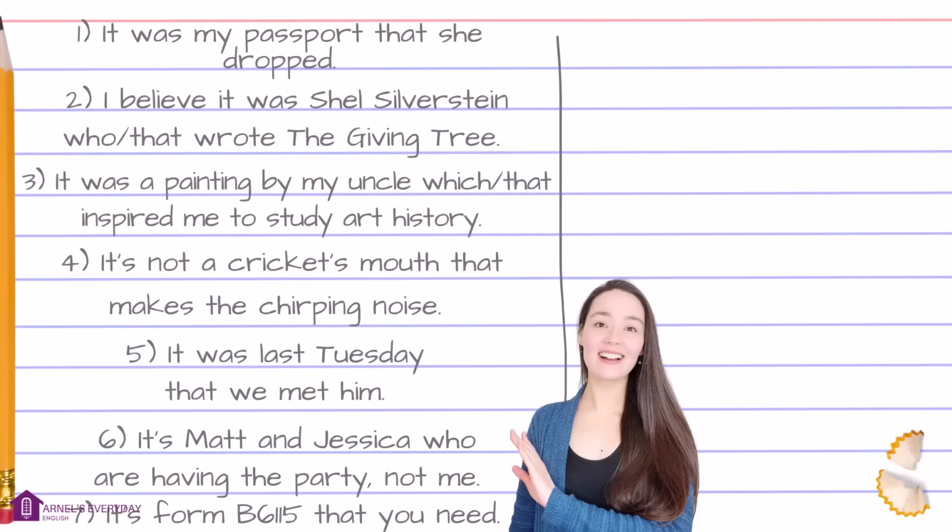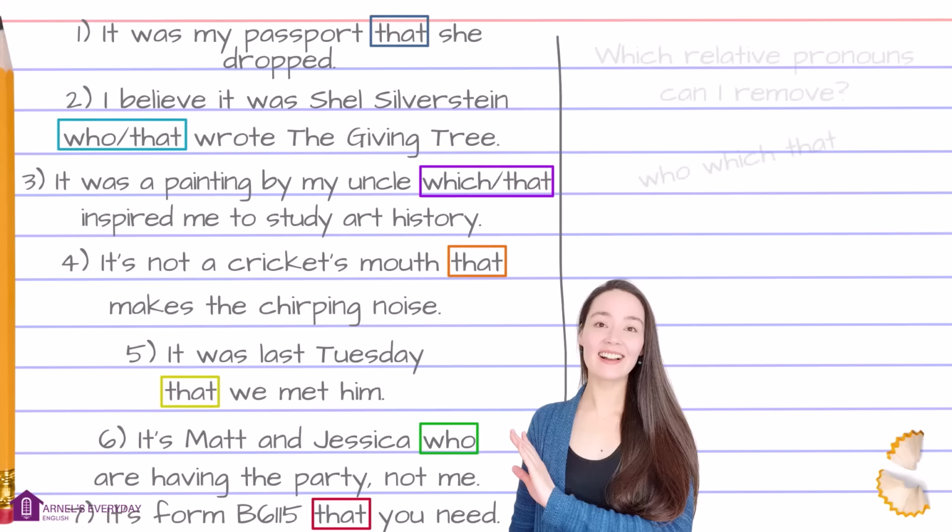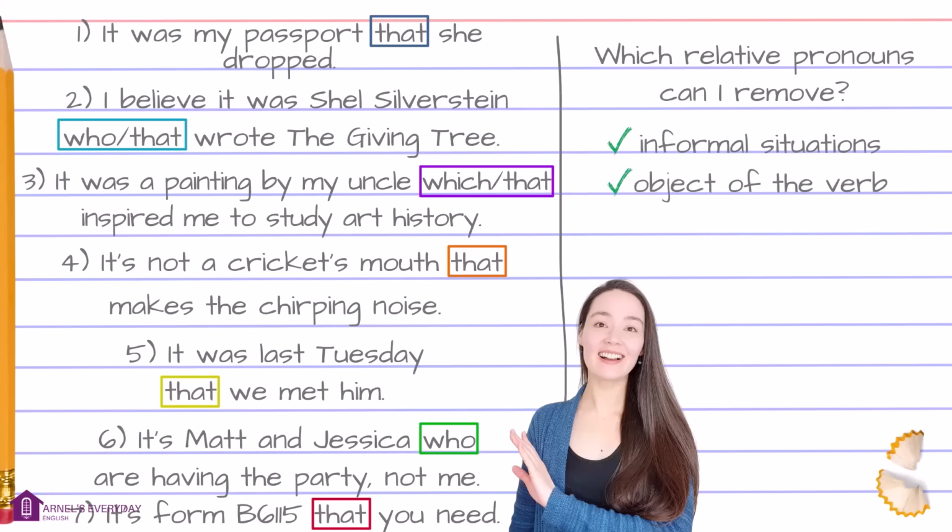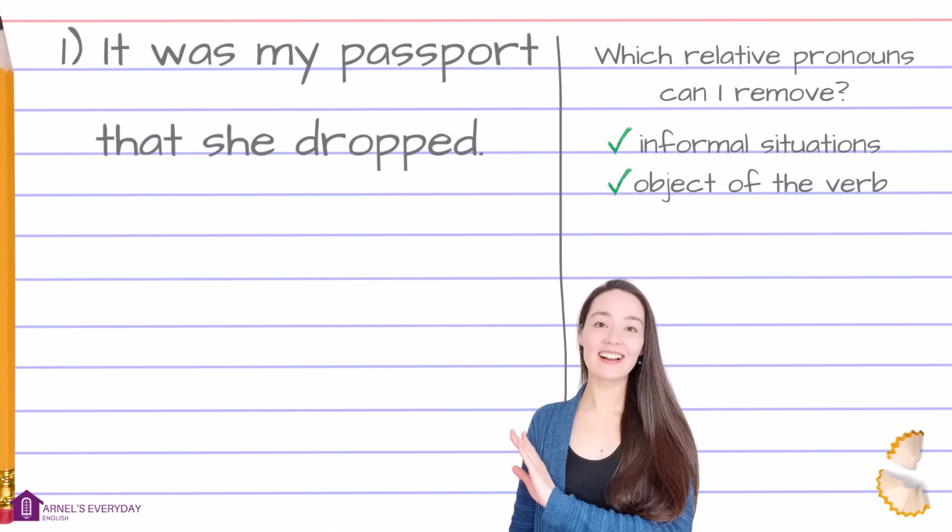Here we have a mix of the sentences we looked at earlier in this lesson. I have my relative pronouns. Which relative pronouns can I remove? We often remove a relative pronoun in informal situations if it's the object of the verb. What do I mean? Let's look at sentence number 1.